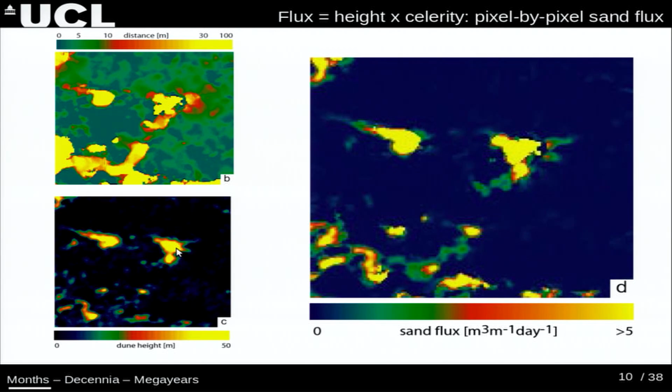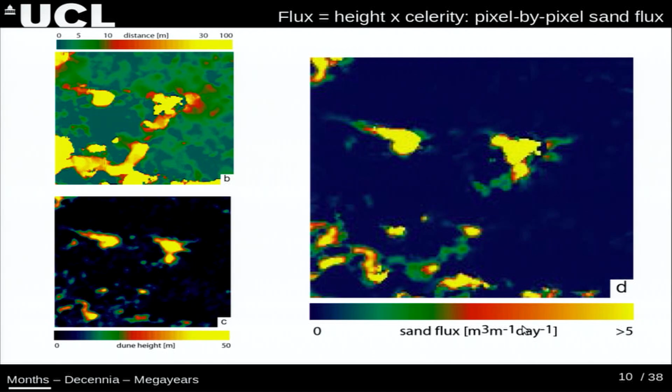Dune heights, which again are more than 50 meters in this part of the Bodele Depression. If you then multiply the velocities of the dunes with the height of the dunes, you get another map. This is a map that has units of cubic meters of sand or of diatomite per meter of width perpendicular to the wind per day. This is a unit of sand flux.